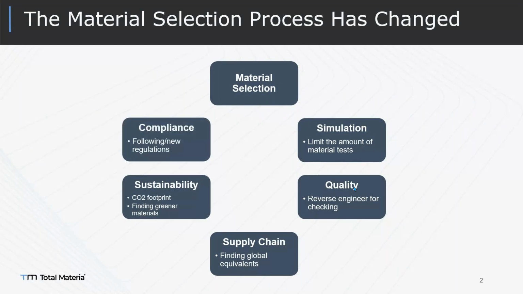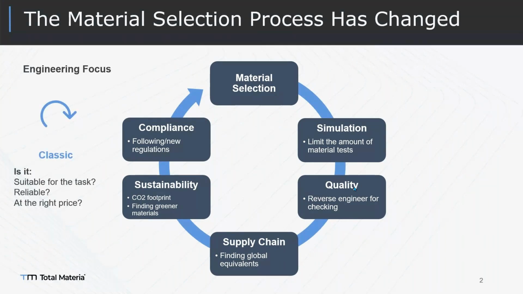But there are also two new topics that we need to cover now within the material selection process. First, it's material sustainability: making sure that you're choosing the greenest material alternatives out there, adhering to your different business initiatives, but also making sure that the material you're choosing is compliant with specific and new regulations.